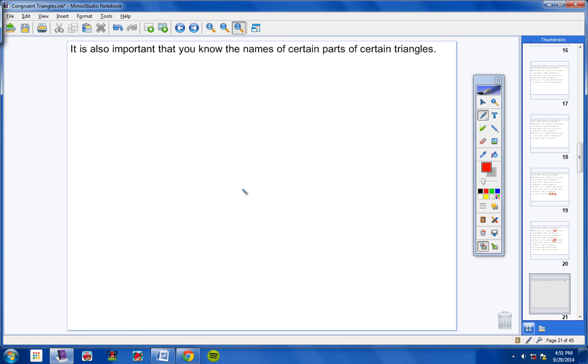It is also important that you know the names of certain parts of certain triangles. You must know the names of certain parts. So here we go. Please copy this in your notes. A right triangle. Draw this in your notes, please, and label it a right triangle. Now, these 2 sides right here that form the right angle are called legs. Label them legs.